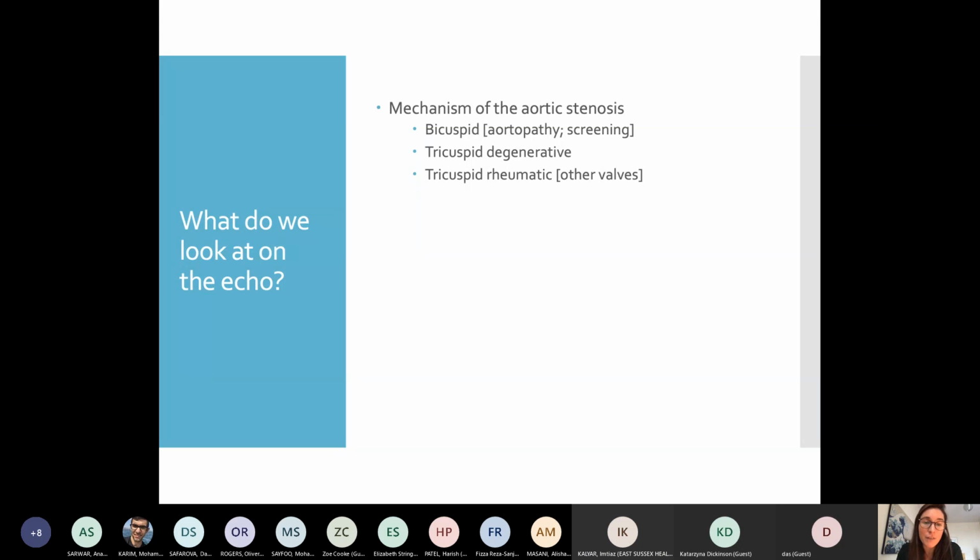And we've already said that if you're worried about rheumatic heart disease, you should be looking at the other heart valves, and mitral stenosis is very common if you've got rheumatic heart disease. The other thing we look at is how severe is aortic stenosis.